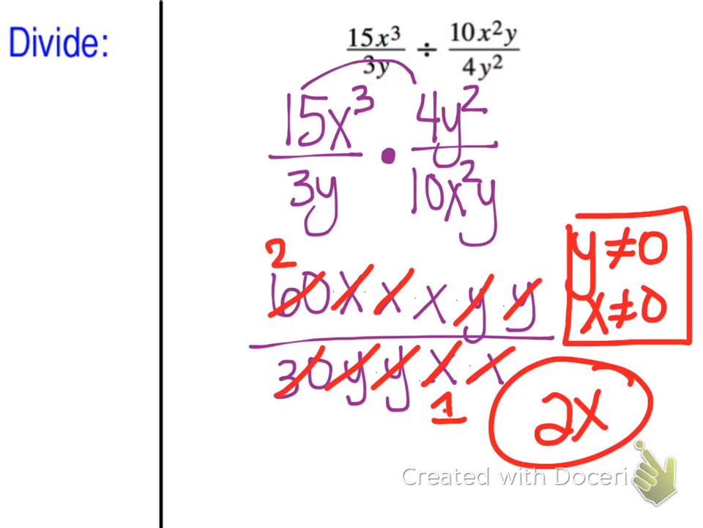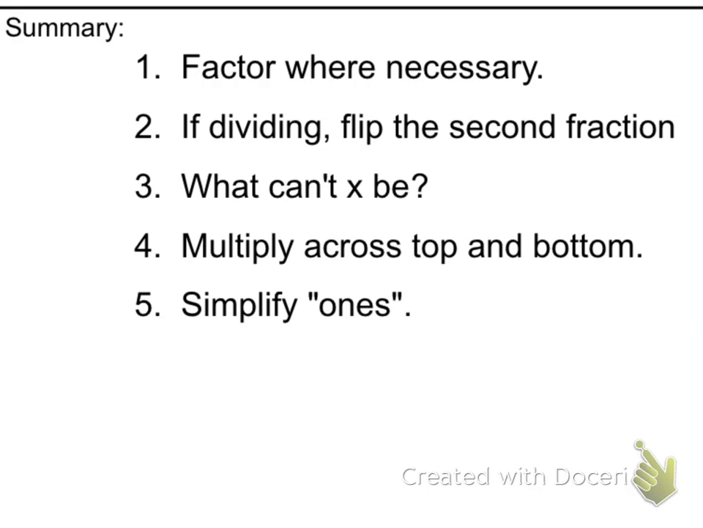All right, so let's just take a look at these steps that we went through. The very first step always is to factor whenever necessary. So remember, when you're factoring, you're looking for greatest common factors, or you're looking for the x squareds. Once you're done with your factoring, you're going to divide. If you're dividing, you're going to flip the second fraction. This step is only necessary for division.